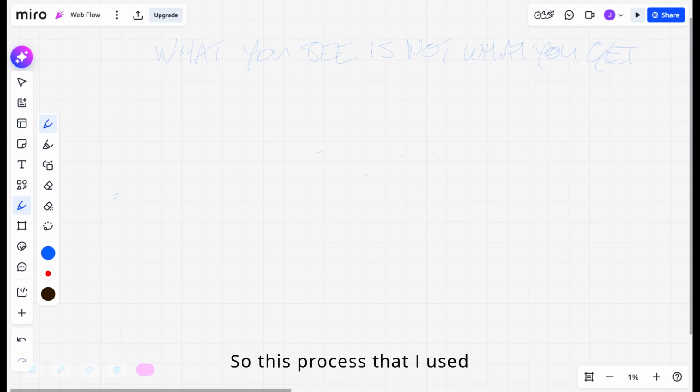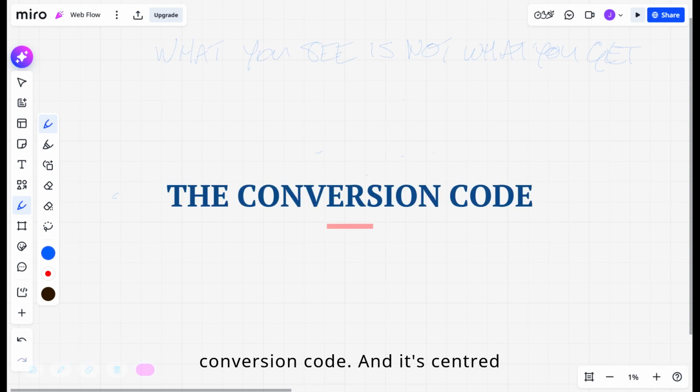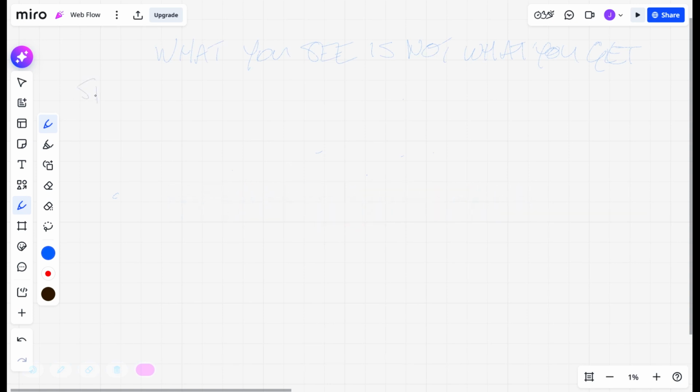So this process that I use, I call my foundational methodology, the conversion code. And it's centered around 5 key pillars. The first one is strategy. The second one is psychology. The third one is the content. The fourth one is design. And the fifth one is the tech.